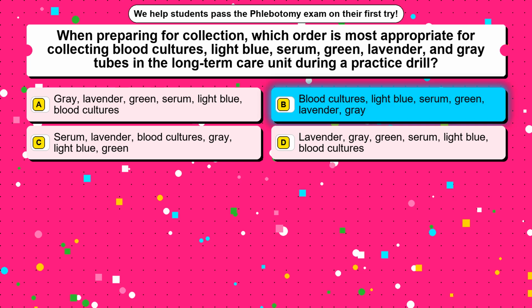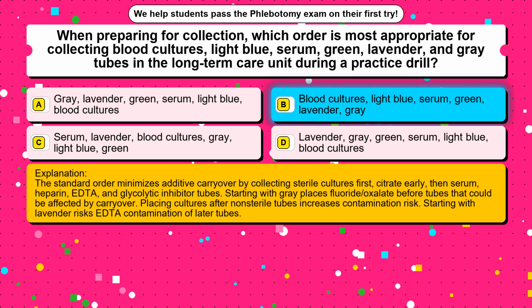The correct answer is option B. Blood cultures, light blue, serum, green, lavender, gray. The standard order minimizes additive carryover by collecting sterile cultures first, citrate early, then serum, heparin, EDTA, and glycolytic inhibitor tubes. Starting with gray places fluoride/oxalate before tubes that could be affected by carryover. Placing cultures after non-sterile tubes increases contamination risk. Starting with lavender risks EDTA contamination of later tubes.